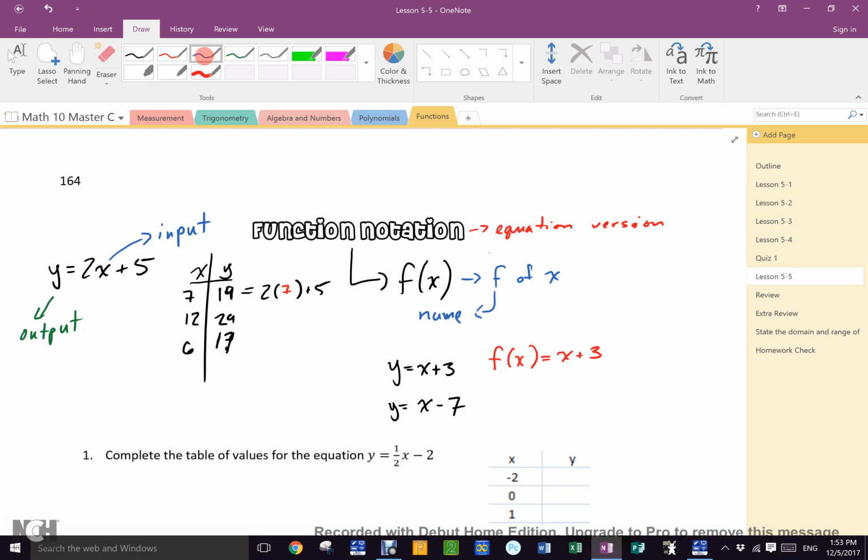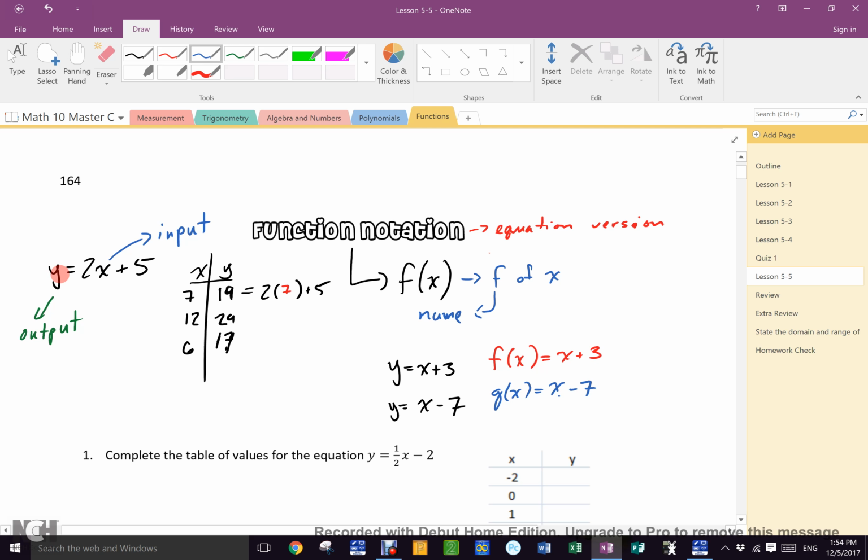Okay. And the g of x equals x minus 7. Now, do you know which one I am speaking of? So if I said the f of some number, would I be using the red equation or the blue equation? The red equation. If I said the g, would I be using the red or the blue? The blue. Everybody cool? That's all it is.